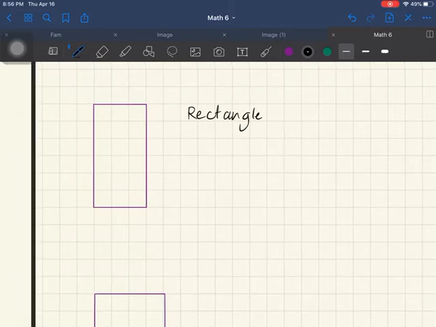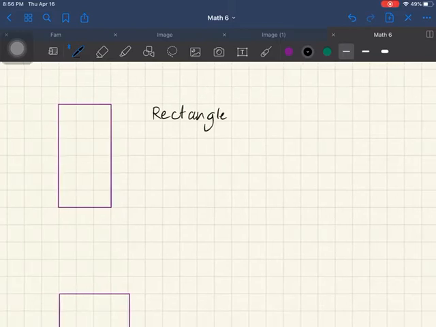This rectangle would have a measurement of what? Let's count these units. That's 1, 2, 3. So that's 3 units. Let's define each unit as a meter. Let's, for the sake of this example, say that's 3 meters. This one will be 1, 2, 3, 4, 5, 6 meters. Now, think about that. 6 meters and 3 meters.